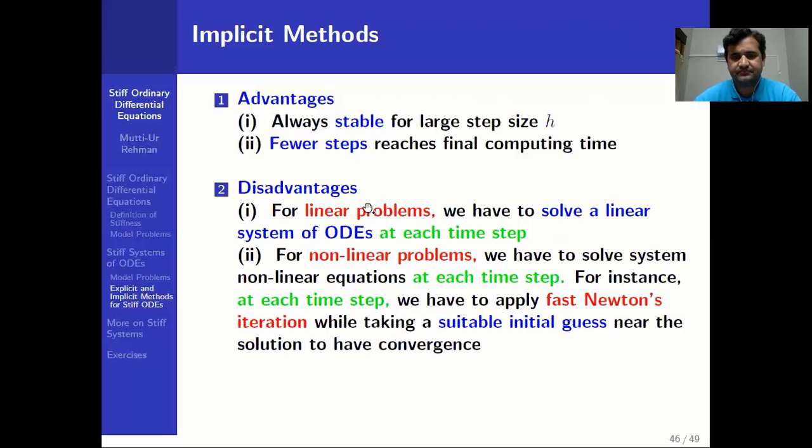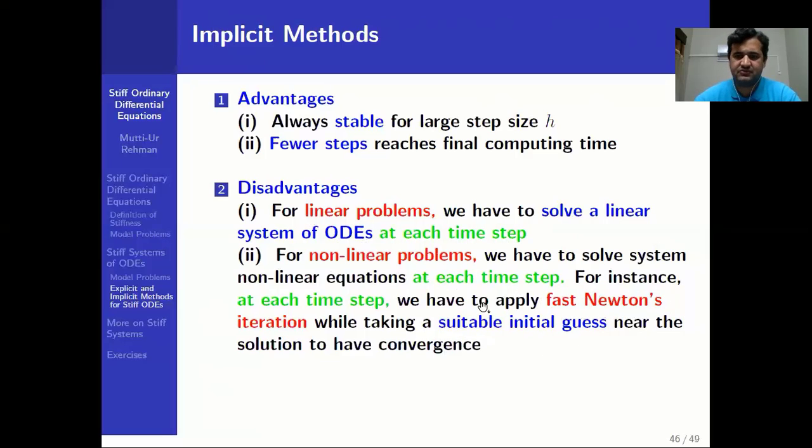For instance, for linear systems, we have to solve a system of linear equations at each time step actually. So this is one of the disadvantages of the implicit method. And it becomes more complicated when, instead of a linear system, we have a non-linear system. In that case, you need to adopt Newton iterations at each and every step actually. And this is not that cheap.